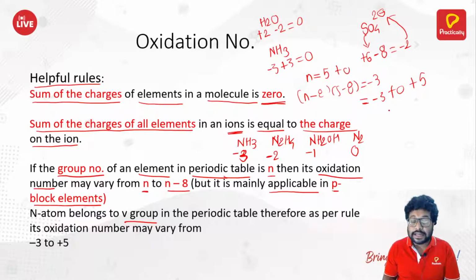Let's see where it is plus 1. In N2O, oxygen is minus 2. So 2 nitrogen is plus 2. Each nitrogen is plus 1. So here it is plus 1.